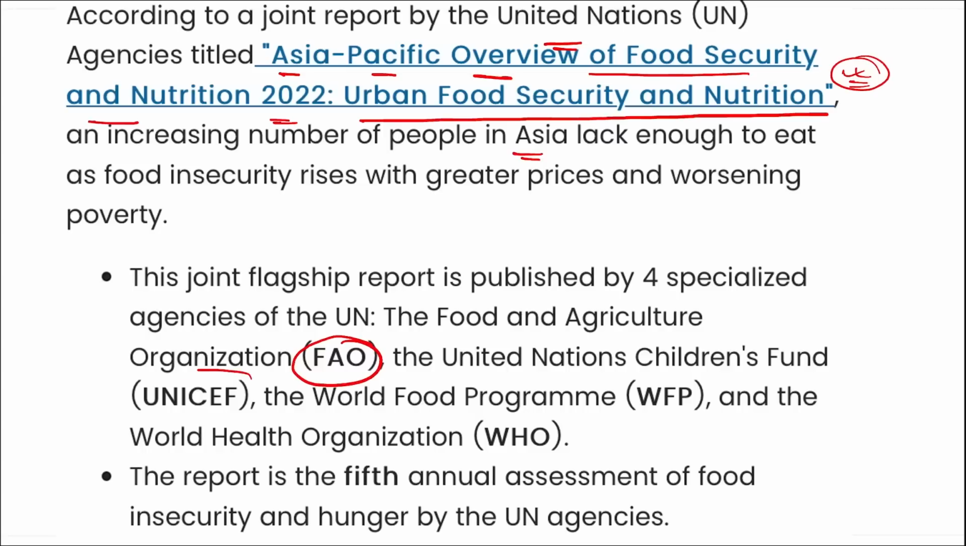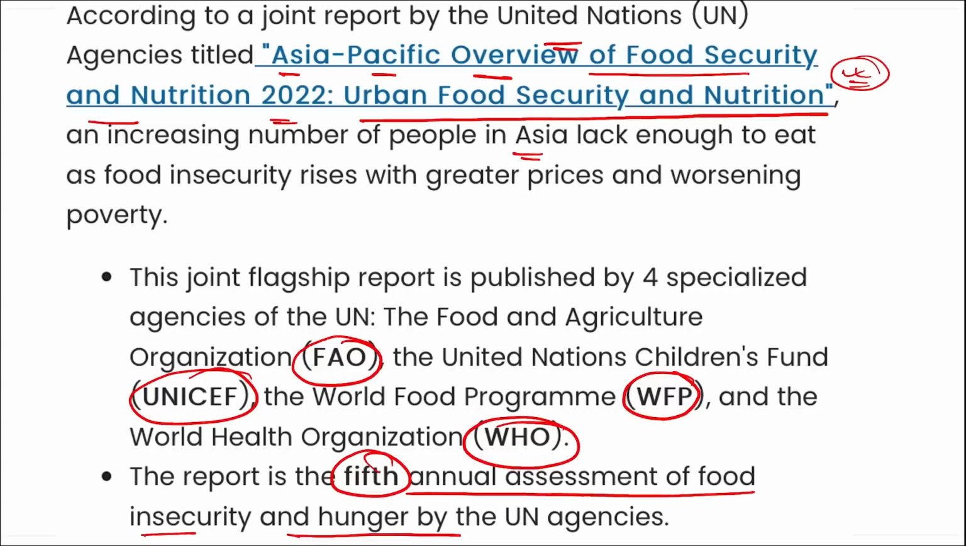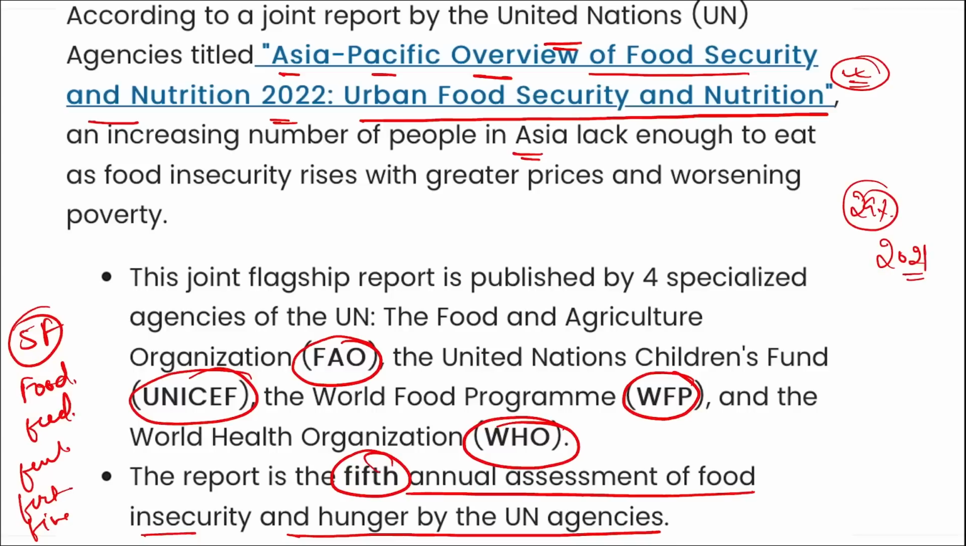These are FAO, UNICEF, WFP, that is your World Food Program, and WHO. These four organizations together release this particular report, and they mention, remember, this is the fifth annual assessment of food insecurity and hunger by the UN agencies. The 5F crisis, which refers to a lack of feed, lack of fuel, lack of fertilizers, and lack of finance. These are the 5F crisis that was talked about in this particular report. Apart from this, the prevalence of food insecurity has increased from 21% in 2004 to 29% in 2021.